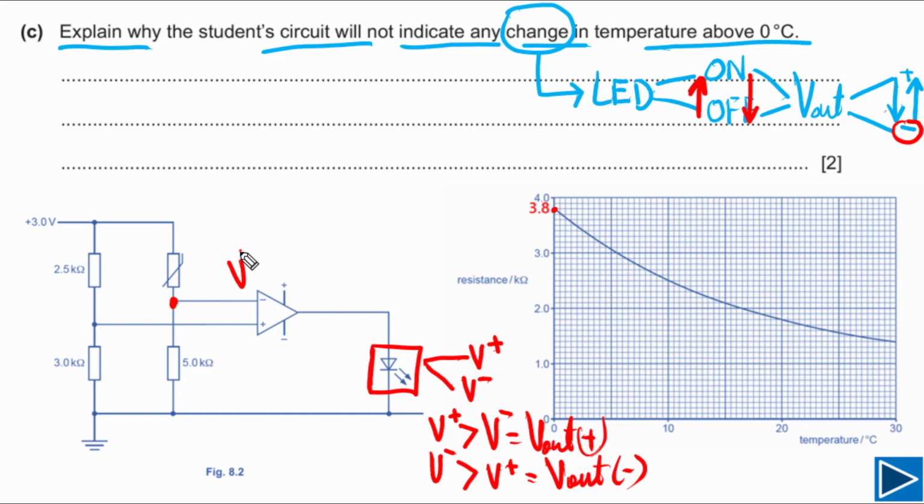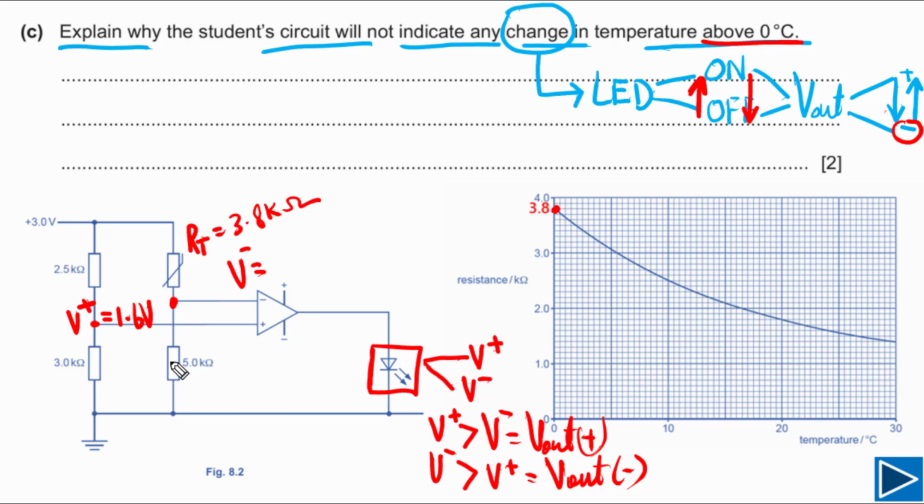Means V negative, this value we need to find out. V positive we already have, because this is a constant potential at this point, because we have fixed resistors here. And V positive is equal to 1.6 volts. For this question, it is given to us that at 0 degrees Celsius, the resistance of the thermistor is equal to 3.8. So we can write down the resistance of this thermistor is equal to 3.8 kilo ohms.